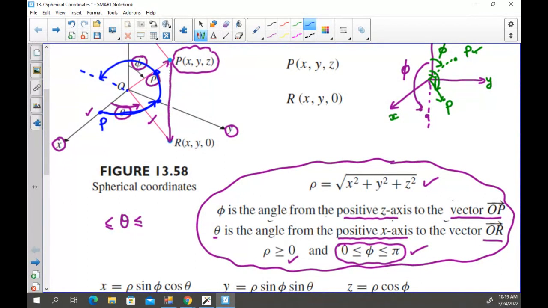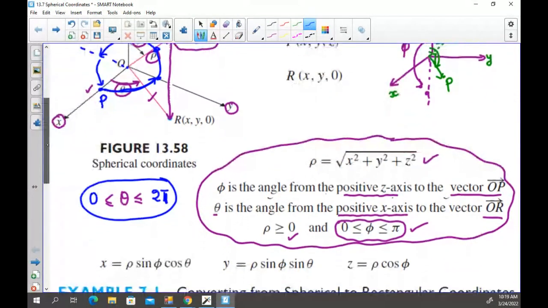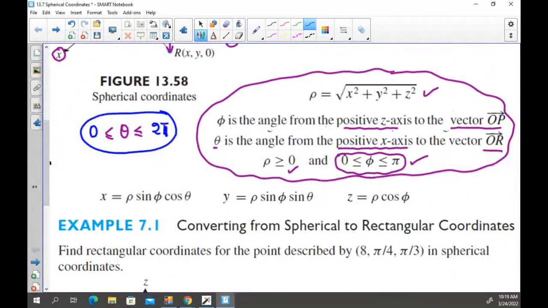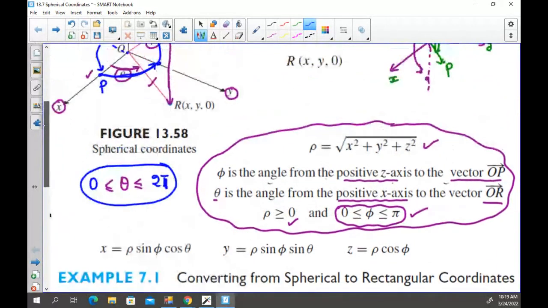Now, suppose you have the point P on the negative y-axis. 270, exactly. And then when you come back, theta is always from 0 to 360 degrees, which is basically 2 pi. So theta could be anywhere from 0 to 2 pi, like this, like that.